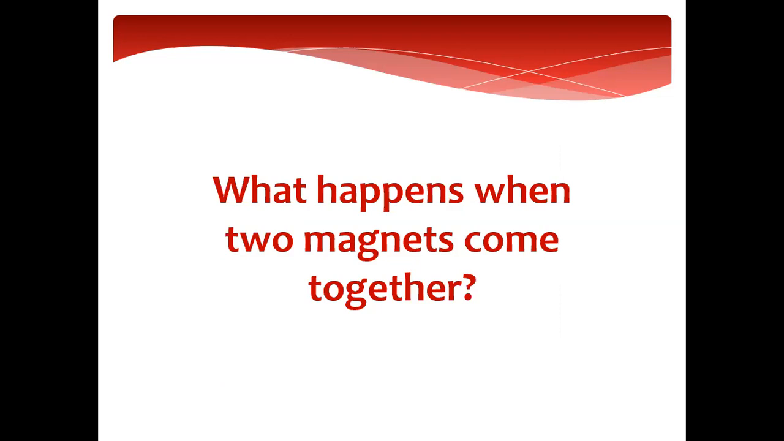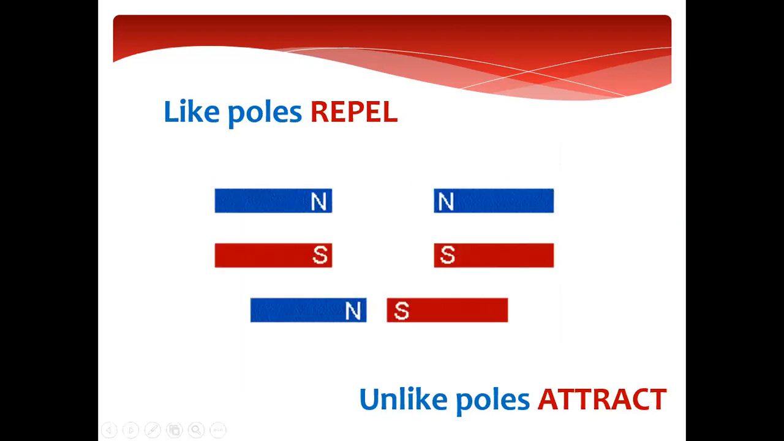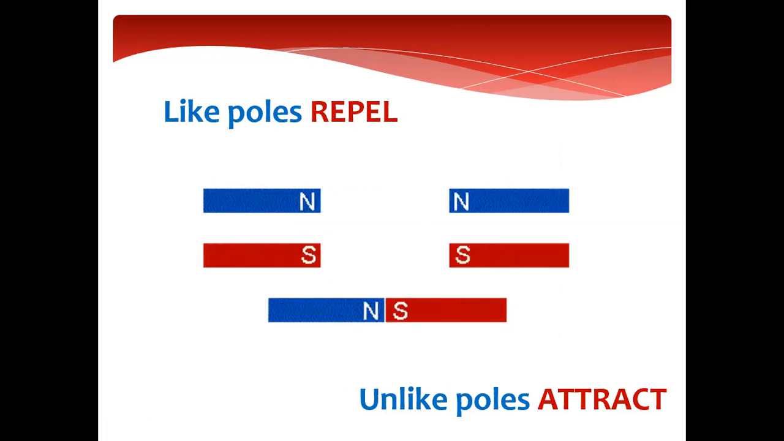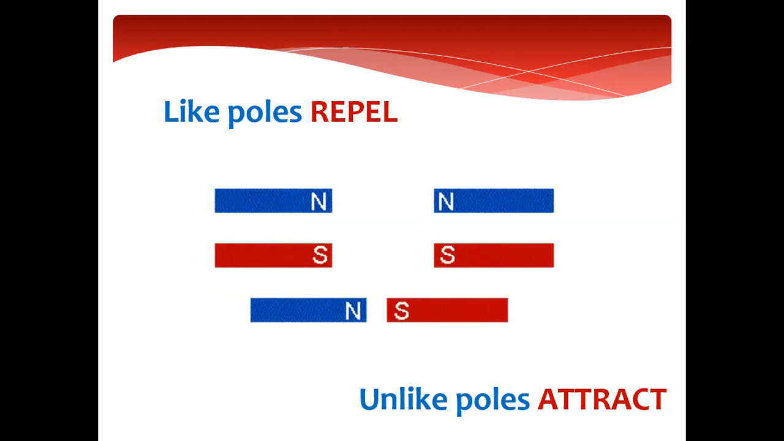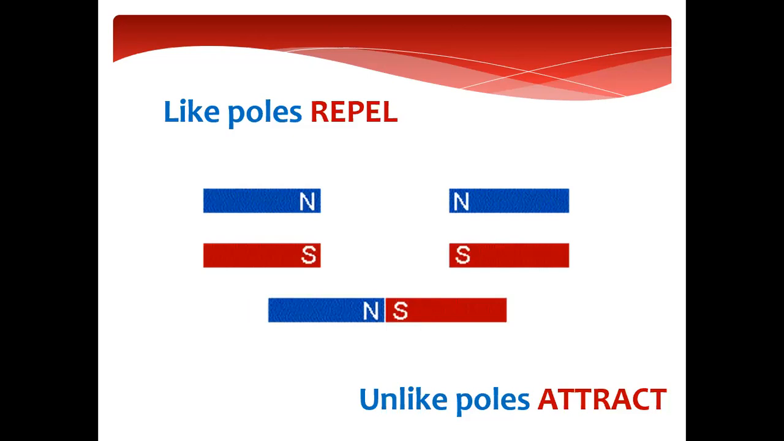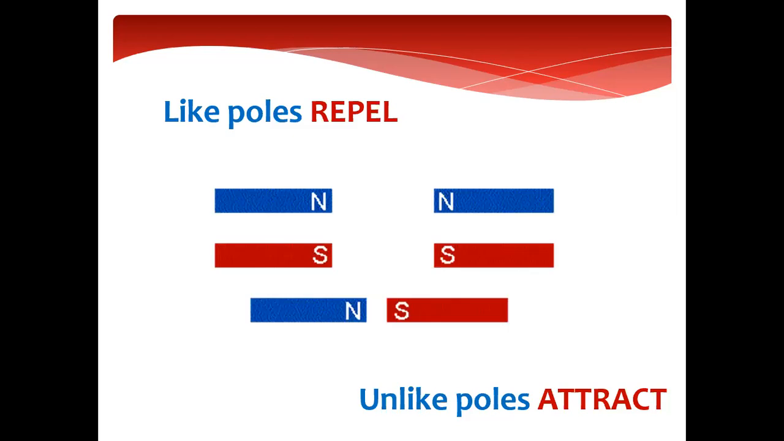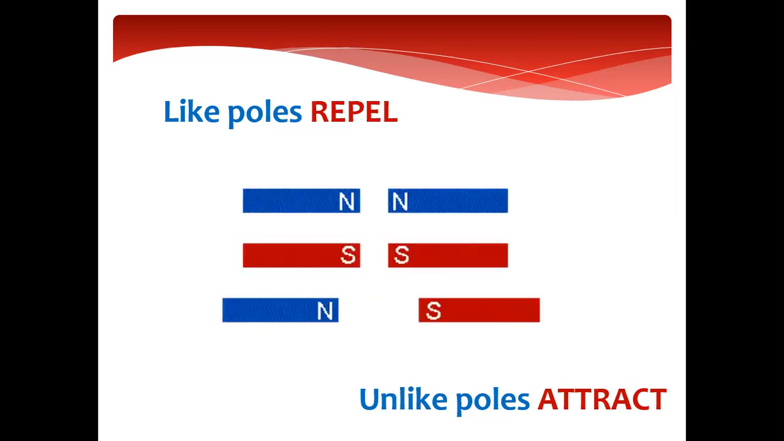If I put two magnets and they are having the same poles, like the North Pole and the North Pole, they are going to be repelled. What does it mean by repelled? Repel means that they are going to go away from each other. They are not going to be attracted to each other. Again, if I put North Pole beside the North Pole or South Pole beside the South Pole, like poles, they repel. They are like each other, so they are not going to be attracted to each other. They will go away from each other.